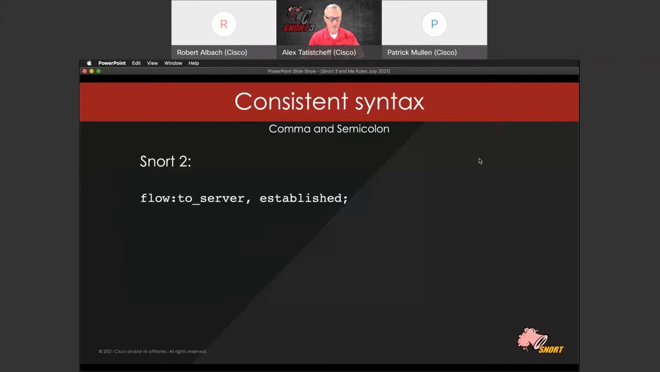That's what that looks like in Snort 2. Same thing for byte test. We have a keyword and we have comma separated parameters after it. So it makes sense, right?